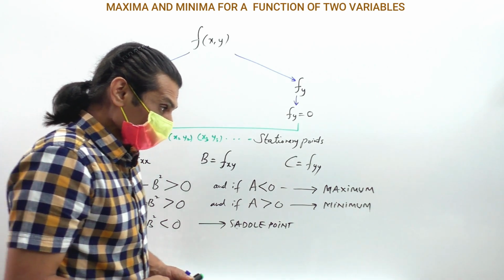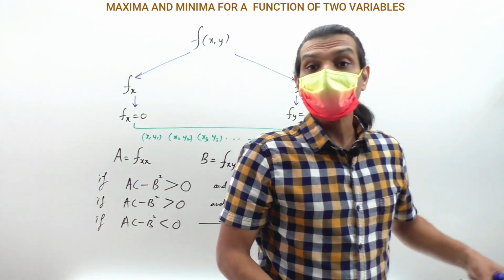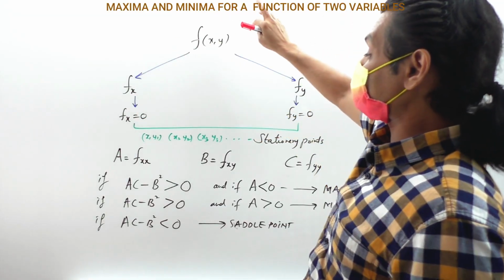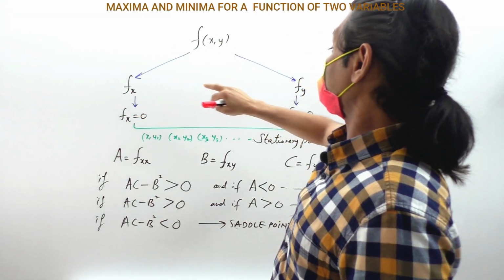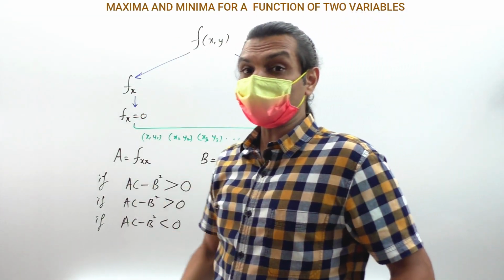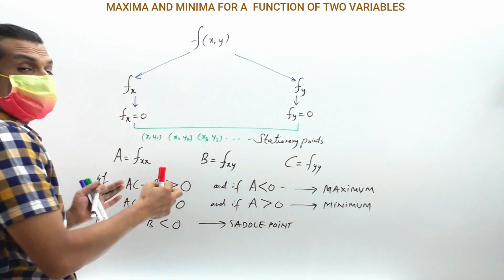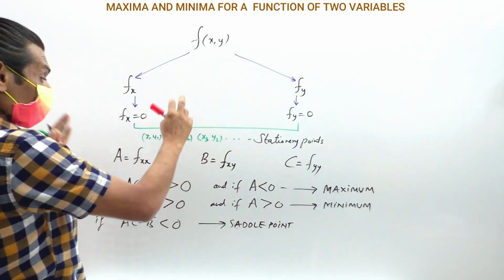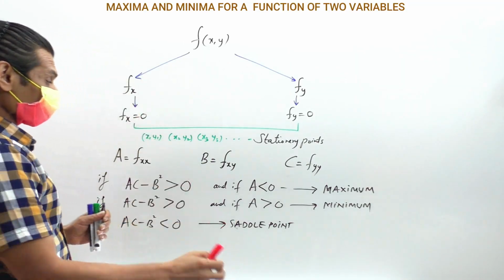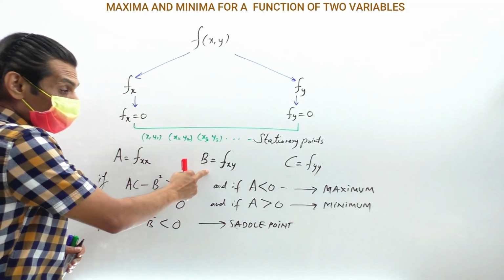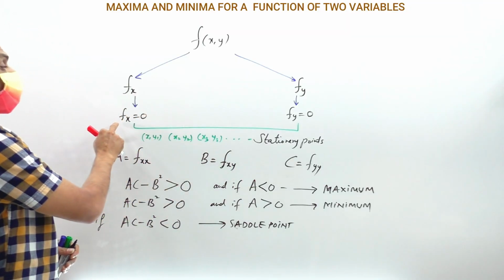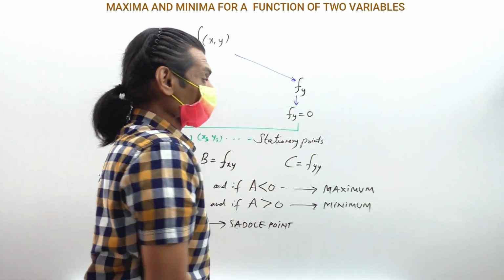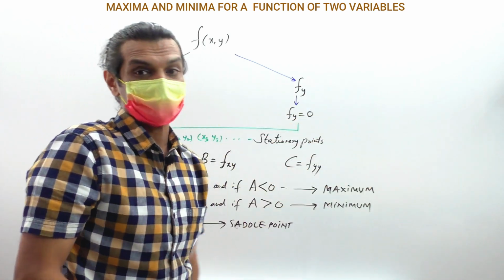So one more time. First, the question is given. From the given question f, we first partially differentiate f x, f y, and equate to 0. Solving both the equations, we get some pairs of points x1, y1, x2, y2, and so on. These are called stationary points. Now for the condition, we find A is f double x, B is f x y, partially differentiating f x with respect to y, and finally C is f double y, partially differentiating f y again with y.